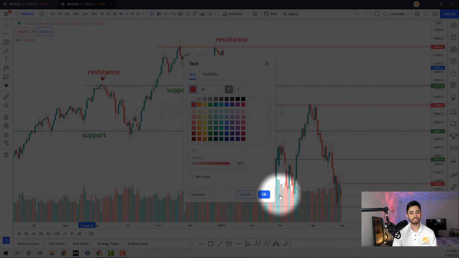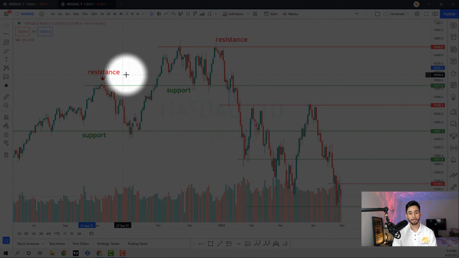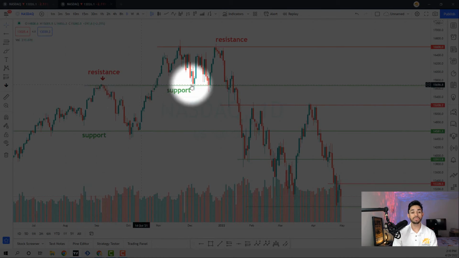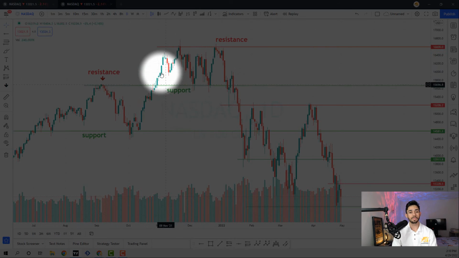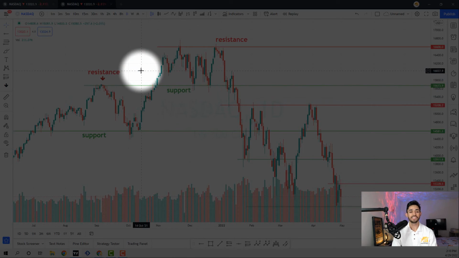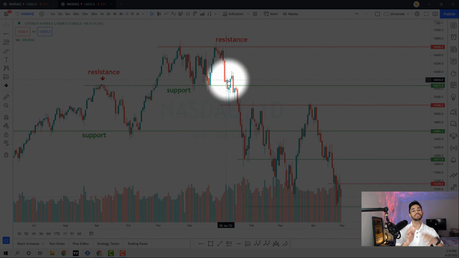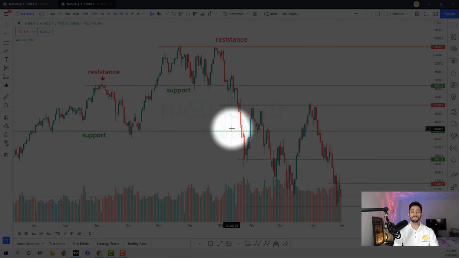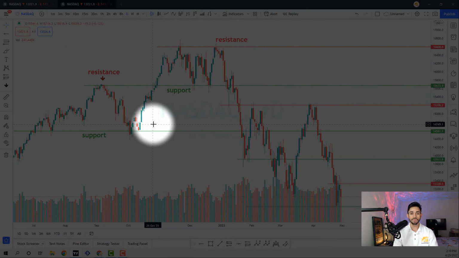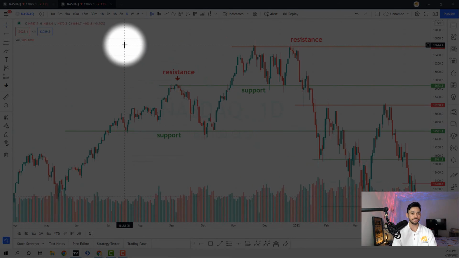Here, I'm going to change the color to red. So if you see here, this level was not support, it was resistance. But here, it switched and resistance becomes support. So this is how the market is moving. And why do we need to determine these key levels? Because usually we would look at these levels and determine trading opportunities.